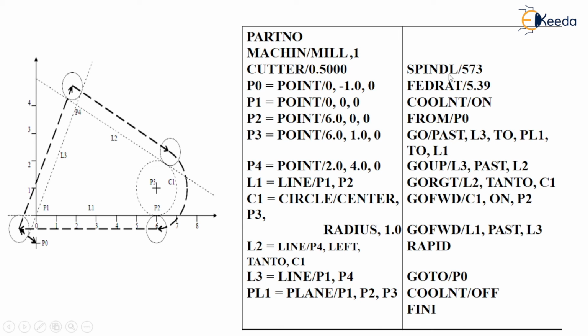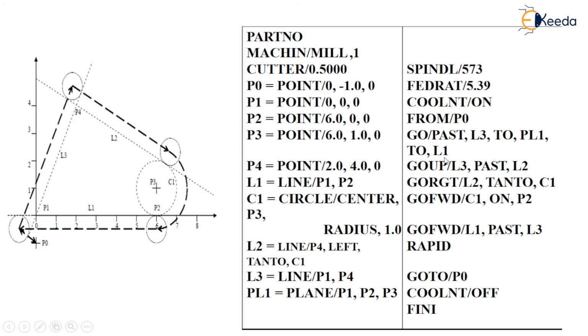Then we have to start the spindle slash 573, which is given. Then the feed rate is given, FEDRAT slash 5.39, coolant is on, from slash P0, that is, from P0 it will start. GO slash PAST, L3, TO, PL1, TO, L1. So this is a drive surface, then a part surface, and which surface? Up to the check surface.